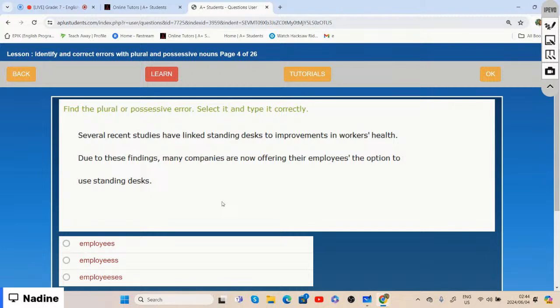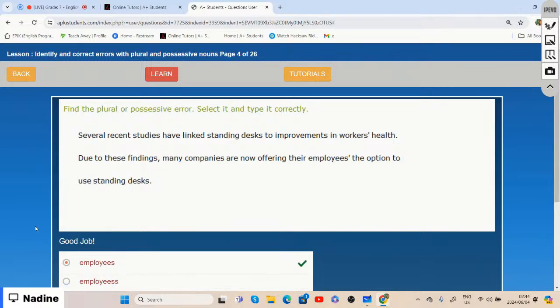Right? And if we say employees, then it means that we are just referring to a plural, more than one employee, no possession at all. Yes, employees. Well done.